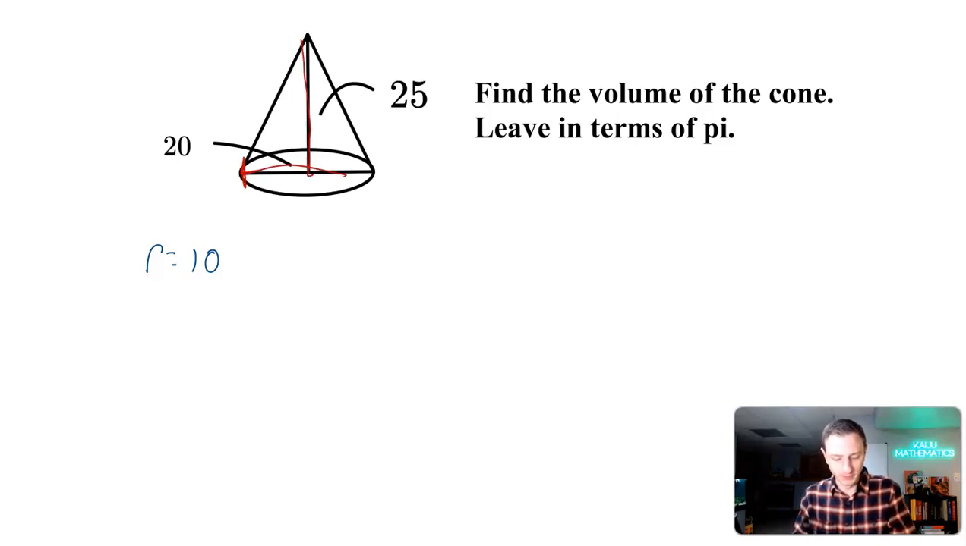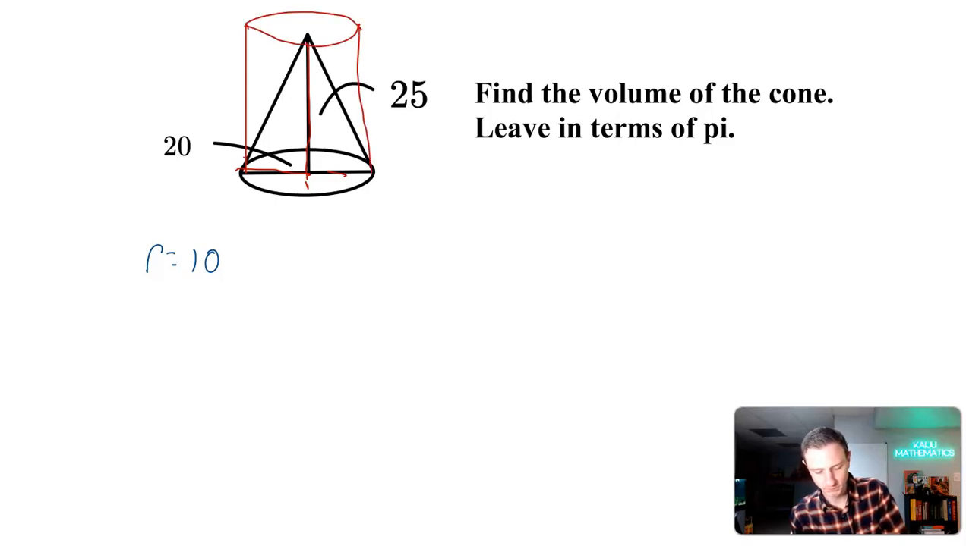Now the formula for the volume of a cone. It's kind of easy to remember once you understand where it comes from, because if you have a cylinder, if I create a cylinder out of this, what happens with the volume of a cone is all you're doing is taking the volume of the cylinder. I know the volume of a cylinder is pi r squared times the height.